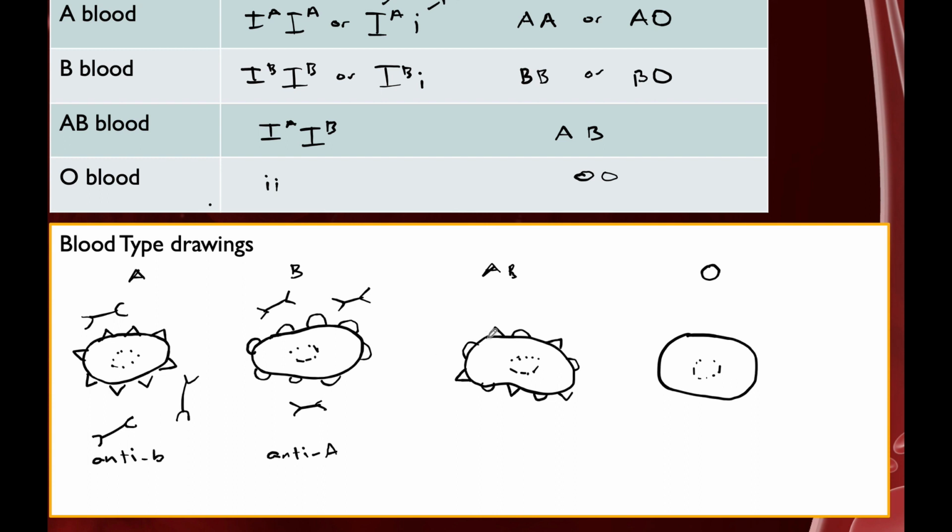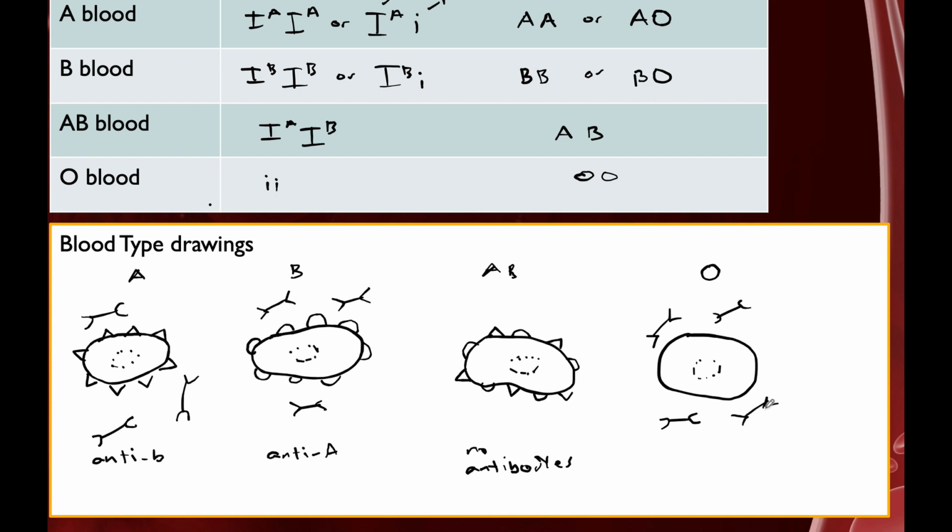There we go. On an AB-blooded person, they're not going to have any antibodies floating around in their plasma. So we can say no antibodies. There we go. And for an O-blooded person, they're going to have both anti-A and anti-B antibodies floating around their plasma.